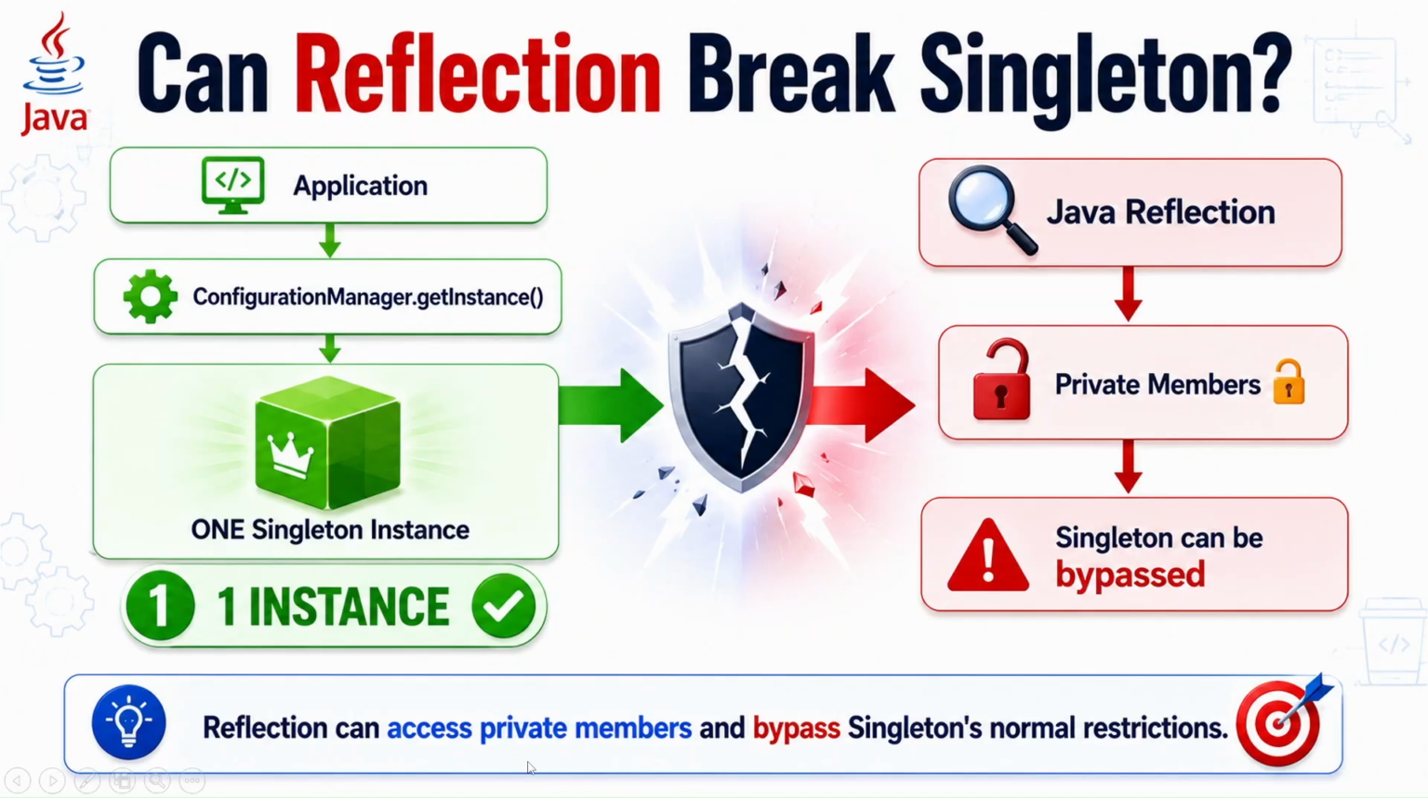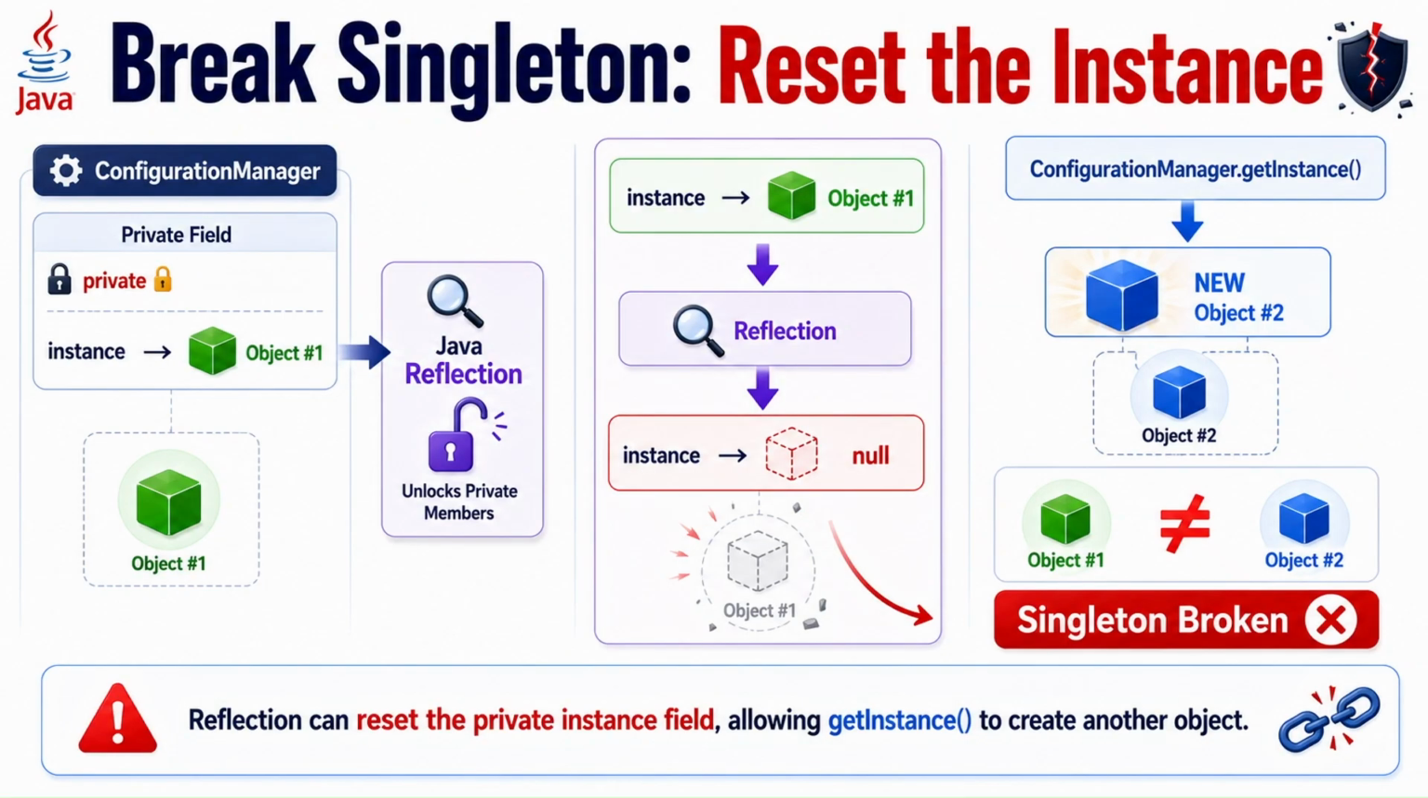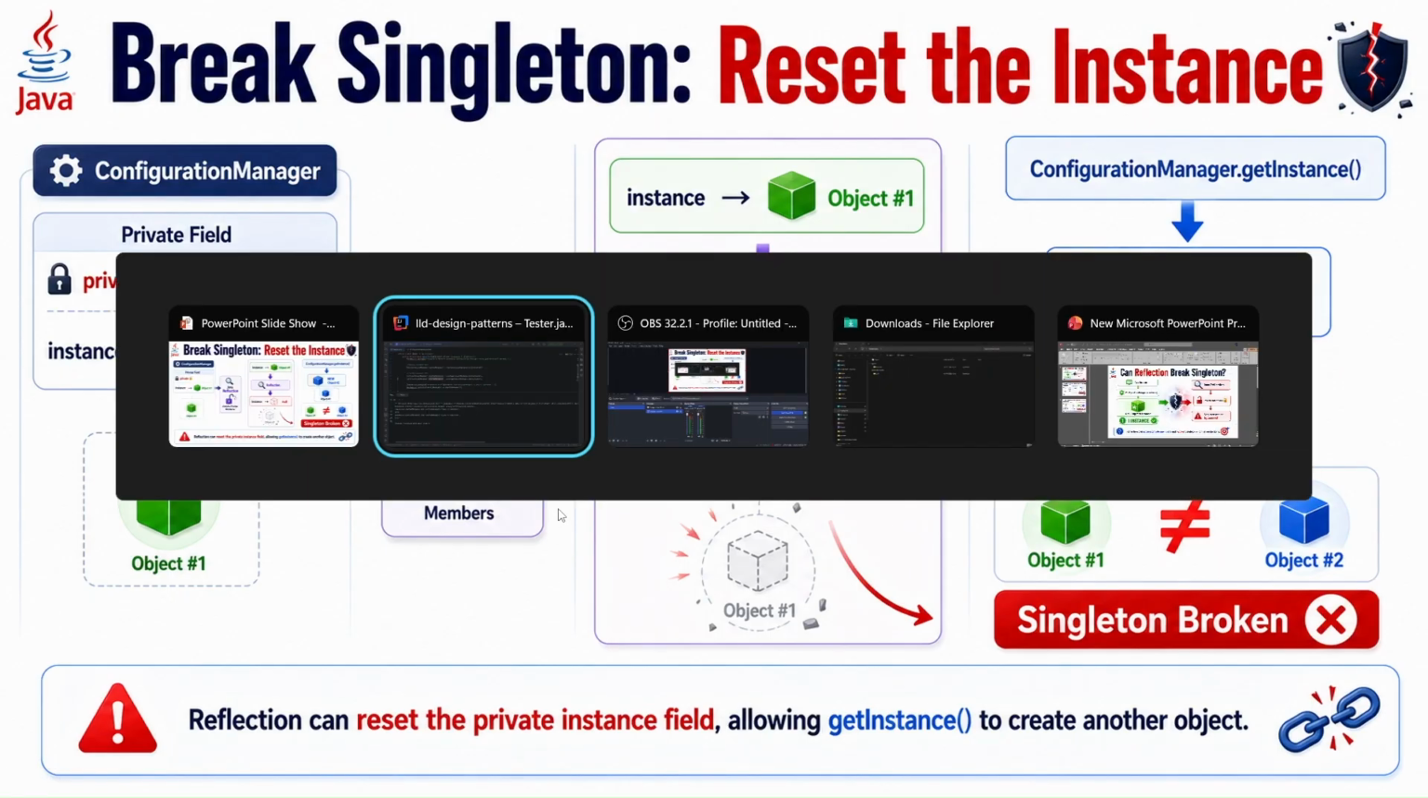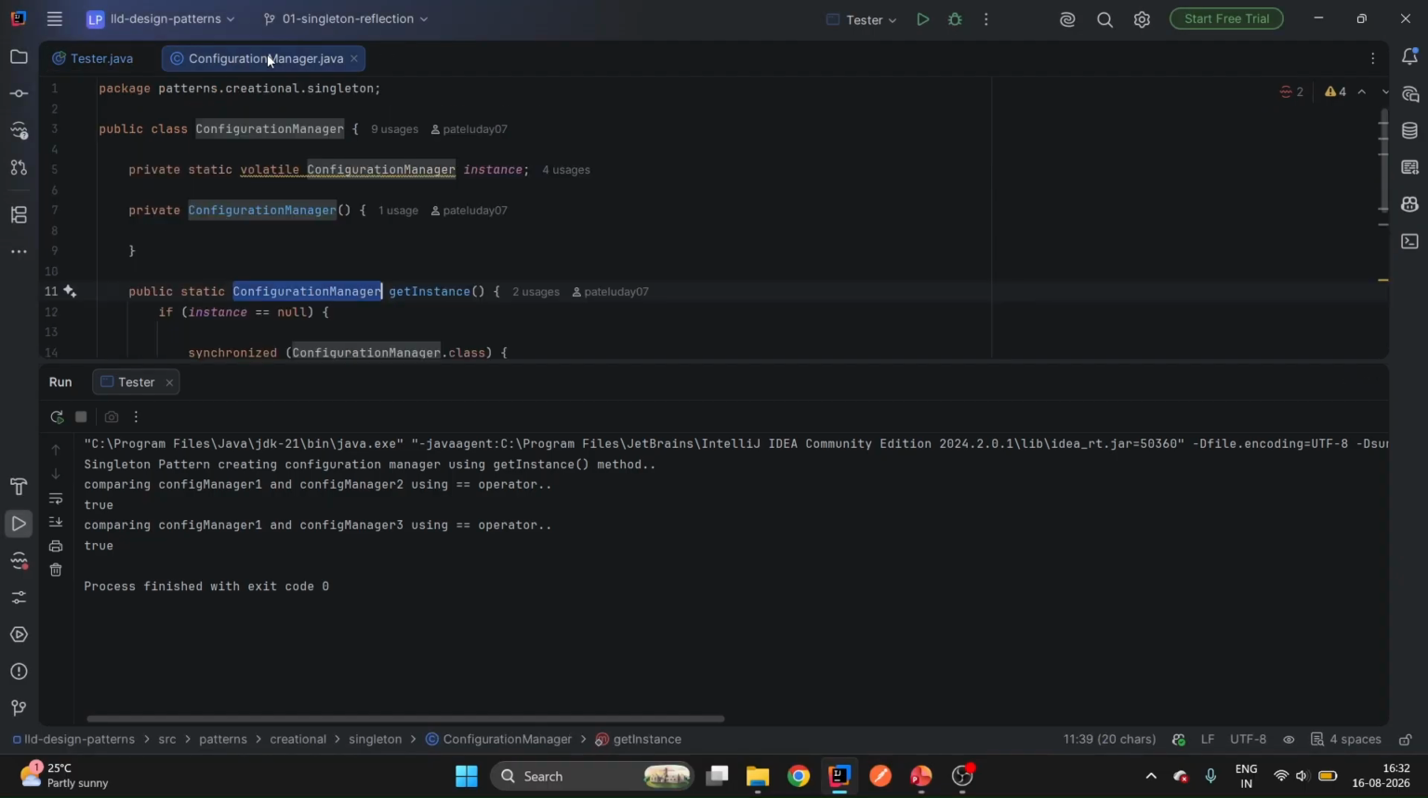So pardon me. Reflection can access private members and bypass singleton's normal restrictions. Don't worry about this definition. We will see how exactly we can use the reflection API and break the singleton design pattern. First of all, let me go to my IDE and show you.